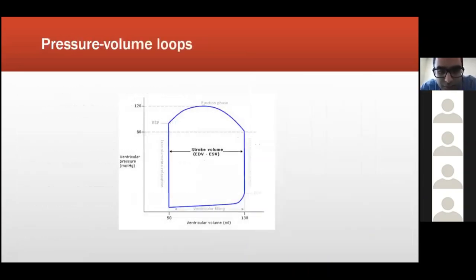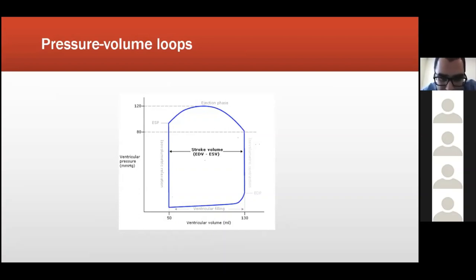So finally, pressure volume loops. Now, I'm not going to talk about this for too long because it's a very complex area, but it's something that we need to know about, and it needs a lot of reading, and you can find this in chapters of physiology books. But what you have is on the x-axis your ventricular volume, and on the y-axis the ventricular pressure. And different points on this pressure volume loop reflect the different points in the cardiac cycle.